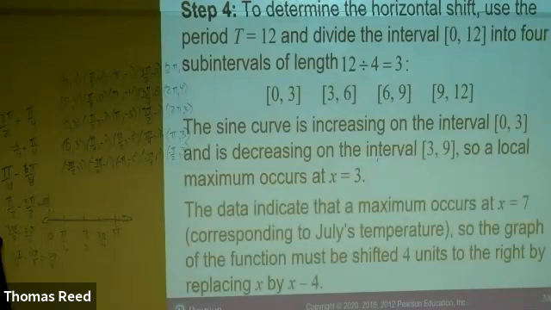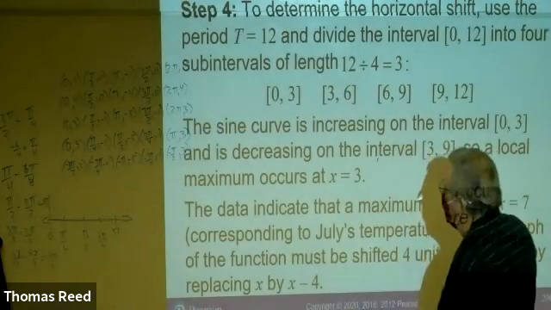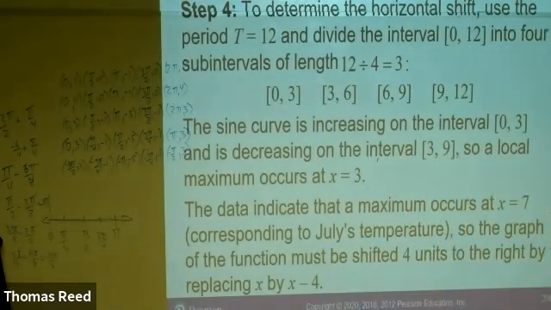So the data indicated that the maximum occurs at 7. And so the graph of the function must be shifted 4 units to the right. So we're going to replace x with x minus 4. And so that means we're going to have pi over 6 times x minus 4.